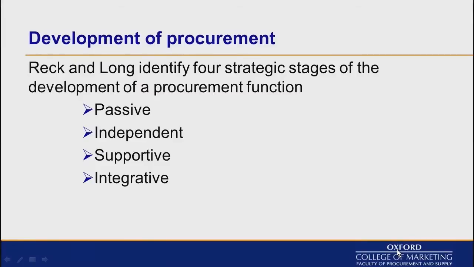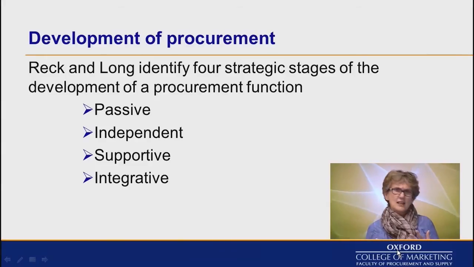The development of procurement. Reckon and Long have identified 4 strategic stages of development in a procurement function. The first is passive. And really, this is where we could probably more relevantly talk about buying or purchasing. We're talking about quick fixes, getting goods in at a best price, getting goods in that are available, but no real sense of strategy.